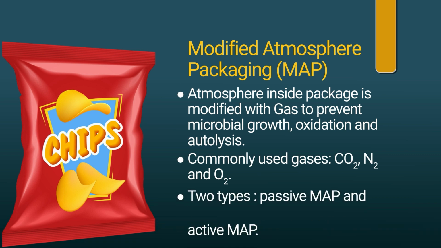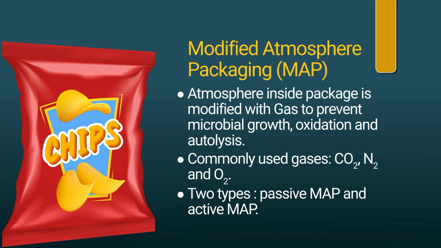And modified atmosphere packaging can be of two types. One is passive, another one is active. Passive normally happens with fruits and vegetables. When we pack fresh fruits and vegetables in the package, even after harvesting and even after packaging, they respire, consuming oxygen and producing carbon dioxide. That's how they change the package environment. So that is passive modified atmosphere packaging.